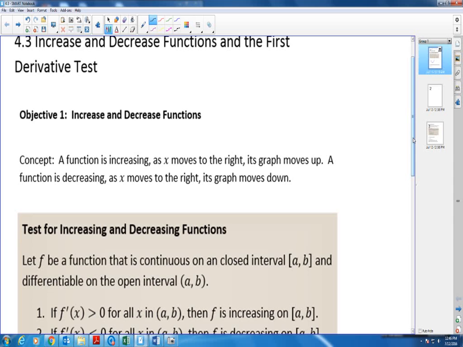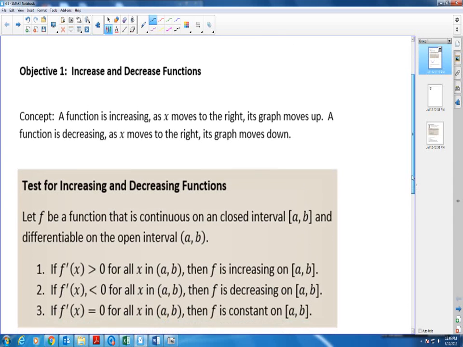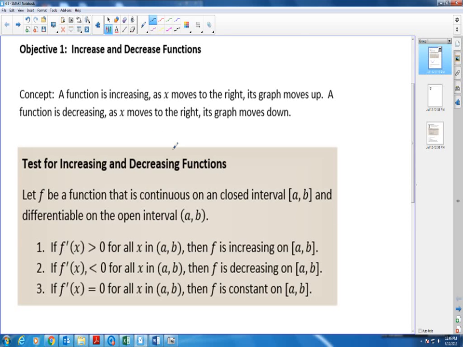But a little bit better way to word it is, a function is increasing if as x moves to the right, the graph moves up. The function is decreasing if as x moves to the right, its graph moves downward.